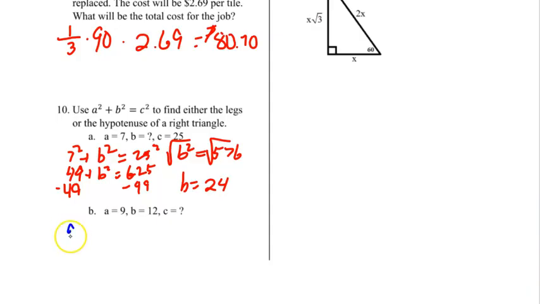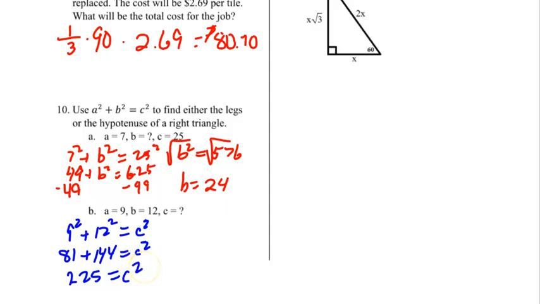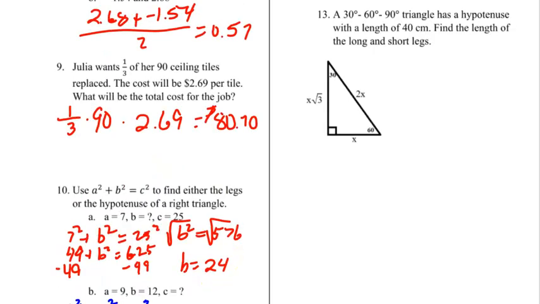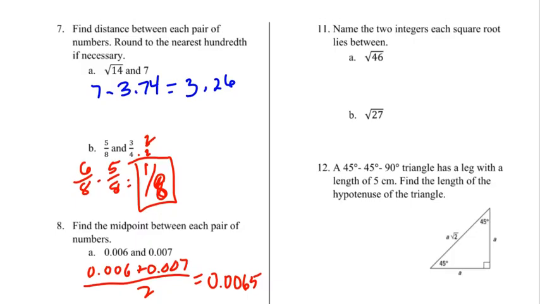Next, we have 9 squared plus 12 squared has to equal c squared. So this is 81 plus 144. It's going to give us c squared. 81 plus 144 is going to give us 225, equaling c squared. To undo a square, we find the square root of both sides, and c is going to equal 15. Moving on to question 11.